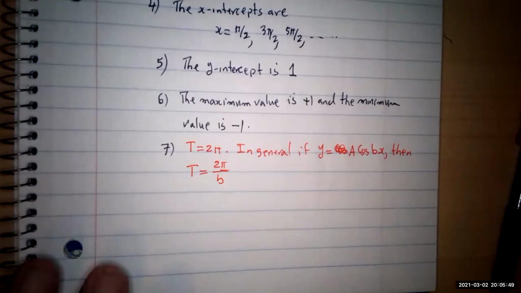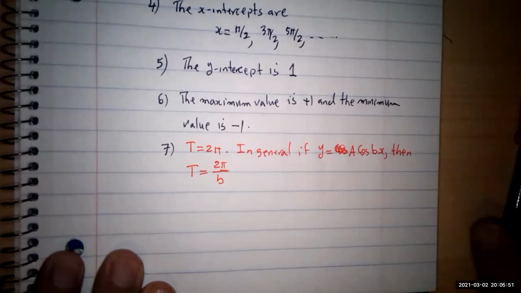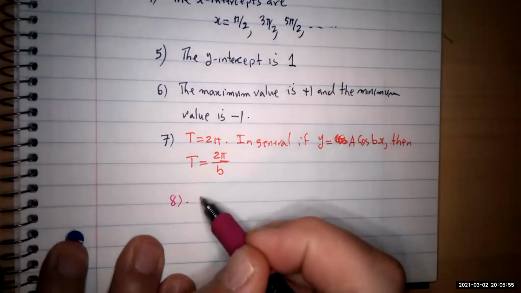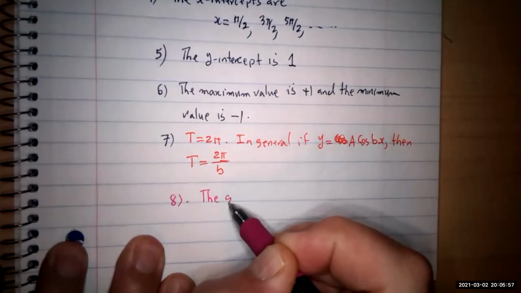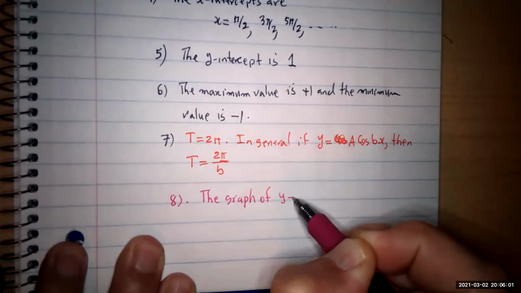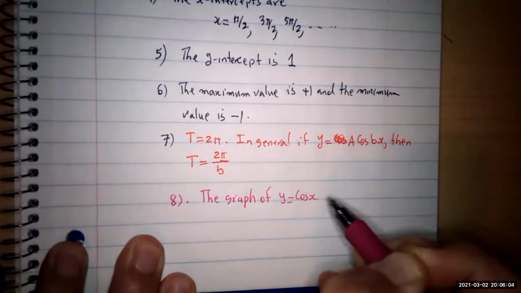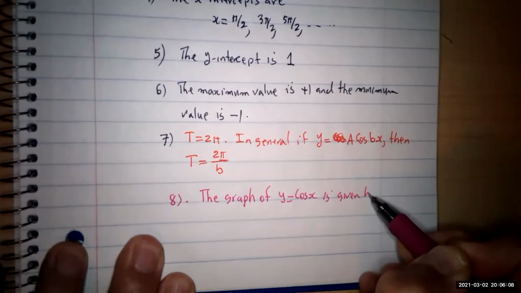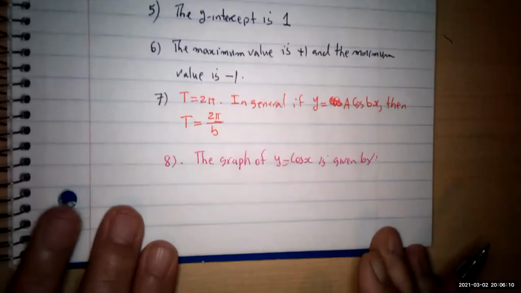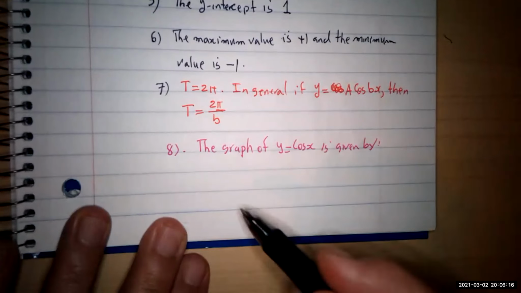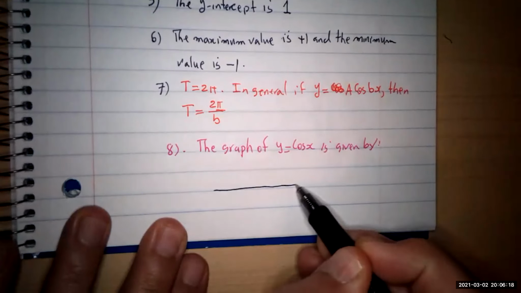Now the graph can be nicely given. So this is going to be the graph of y equal to the cosine x, exactly the same thing that we did, similar to the sine. So there you are.